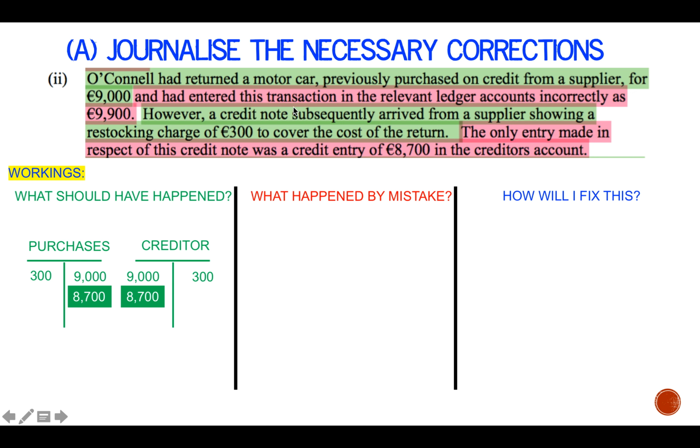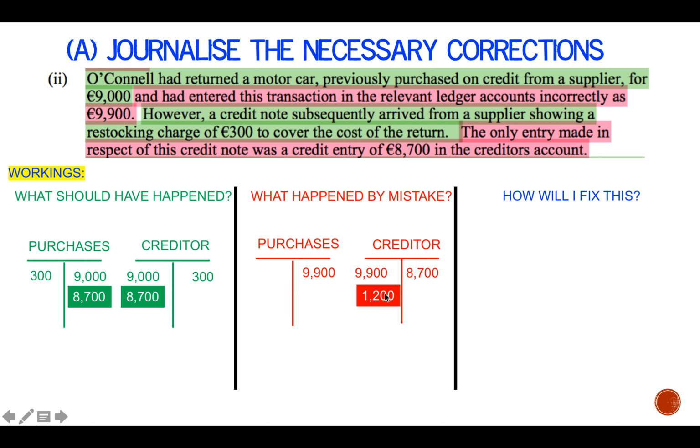So the return to the creditor had been entered in the relevant ledger accounts incorrectly as 9,900. So purchases 9,900 credit side, creditor 9,900 debit side. So that's the mistake there, just an incorrect figure. The only entry made in respect of the credit note was a credit entry of 8,700 in the creditor's account. That is the mistake there. So overall, looking at this creditor account, you've got two entries on opposite sides, but overall you've got 1,200 on the debit side of creditor. So 99 minus 87 is 12 on the debit side there.